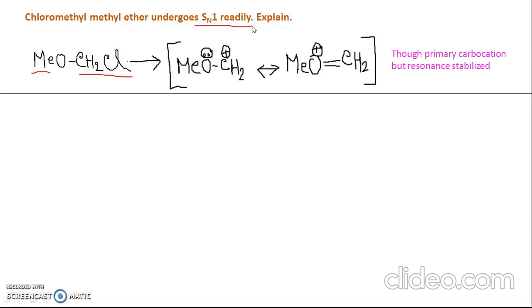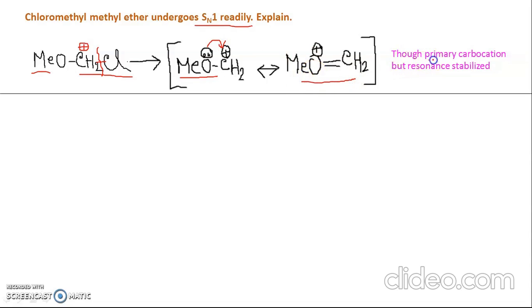Why? Just think about the carbocation. If you break this bond, there will be carbocation formation over this carbon. Now at first glance, it seems that OMe is an electron withdrawing group because oxygen is a highly electronegative atom. So this carbocation should not be very stable. But actually here another process is happening. What is that? The lone pair on oxygen is stabilizing this carbocation by formation of this type of structure.